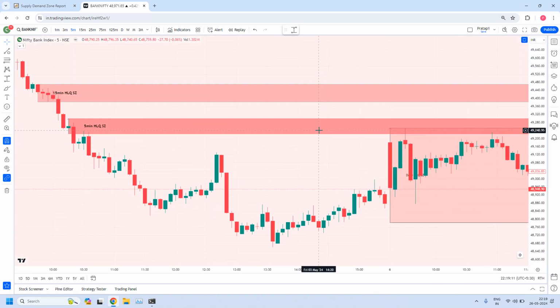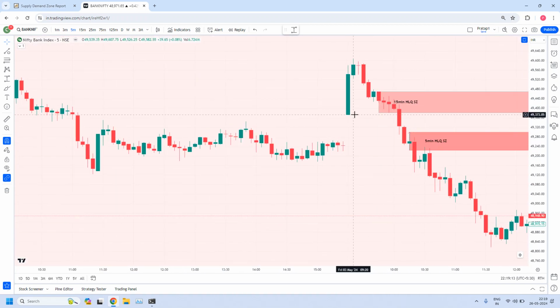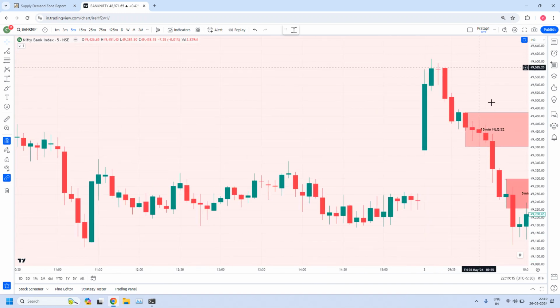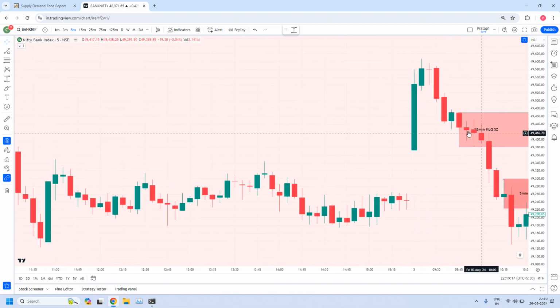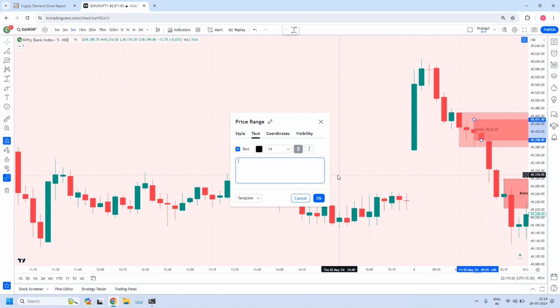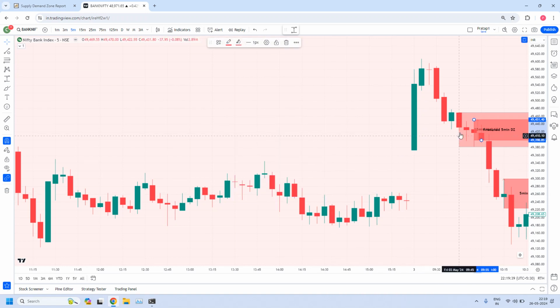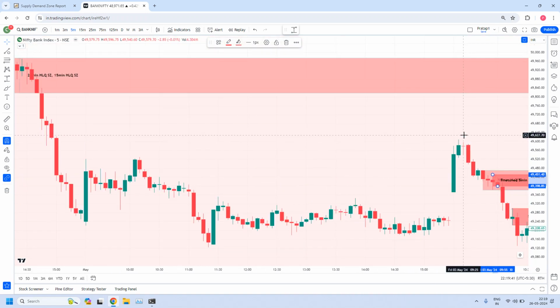And is there any fine-tuned zone here in the 15-minute zone? Yes. We have a drop, 3 base candles and a drop. So this is the way you will have a fine-tuned 5-minute zone. This is a fine-tuned zone. We are just confirming that the 15 minutes high liquidity zone has strong order flow.